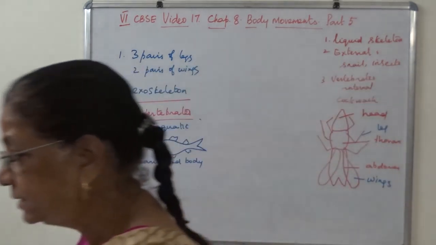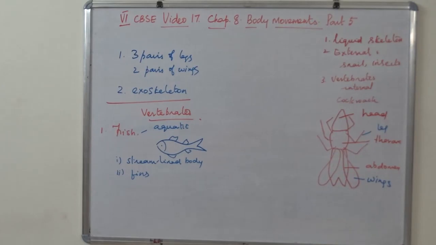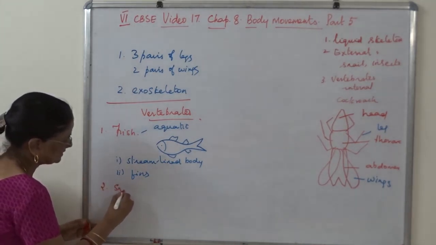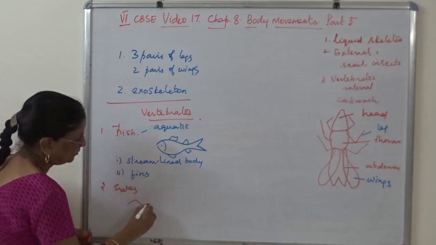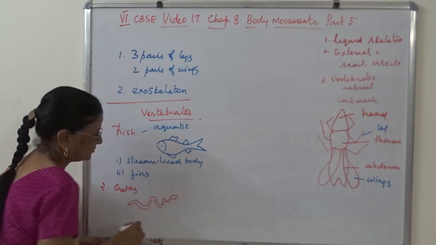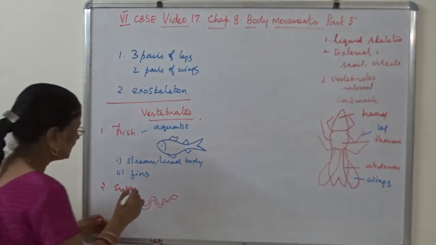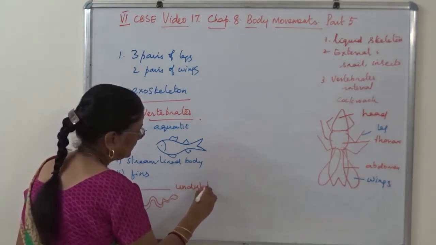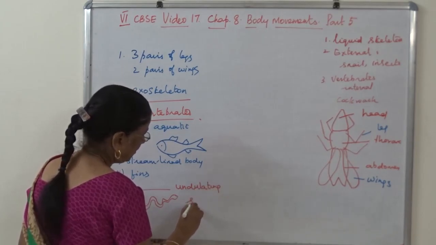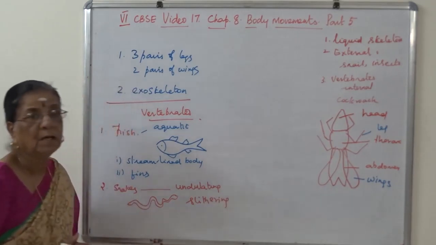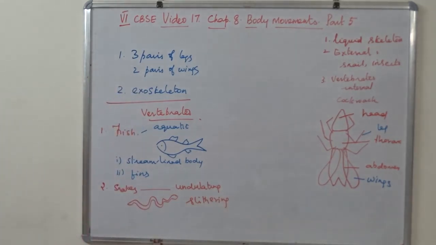Then, movement in snakes. Next, we are going to see movement in snakes. Now see this one. This is movement in a snake. The movement in a snake is called undulating movement, or slithering.